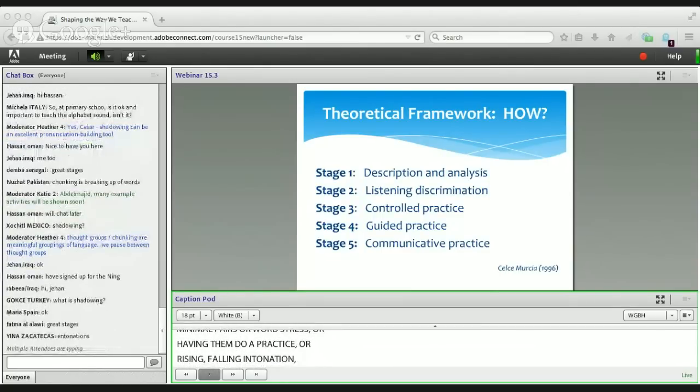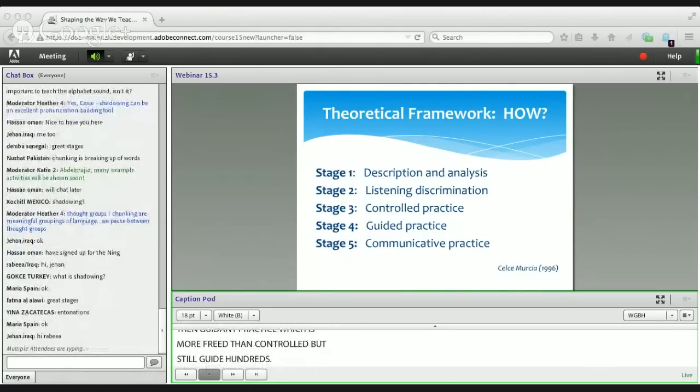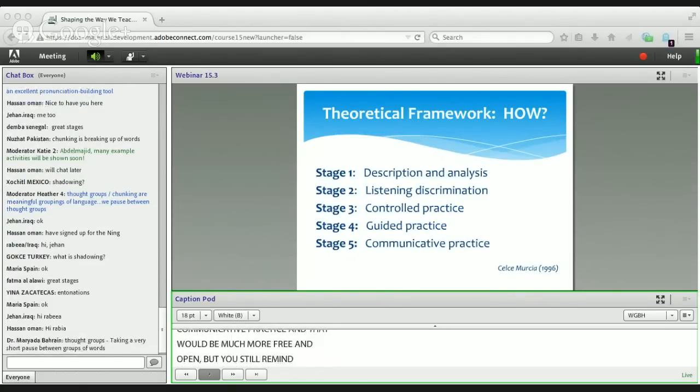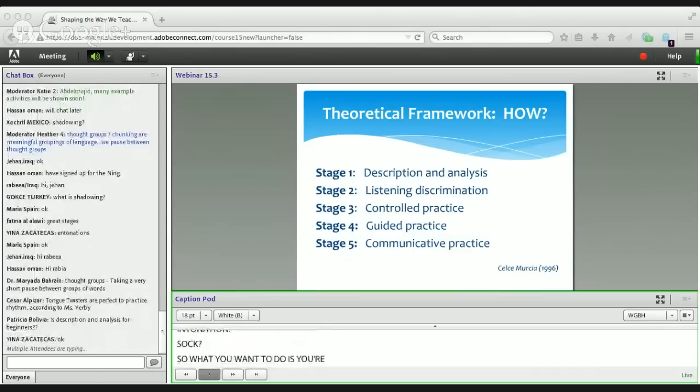Try to use these 5 words with this word stress pattern in your 1-minute speech about your hobbies, for example. And then finally, we have communicative practice, and that would be much more free and open. But you still remind students, don't forget this word stress pattern, or don't forget to use rising or falling intonation, okay? So you're looking at your activities, you want to make sure that they aren't just all falling into stage 1 or stage 3.